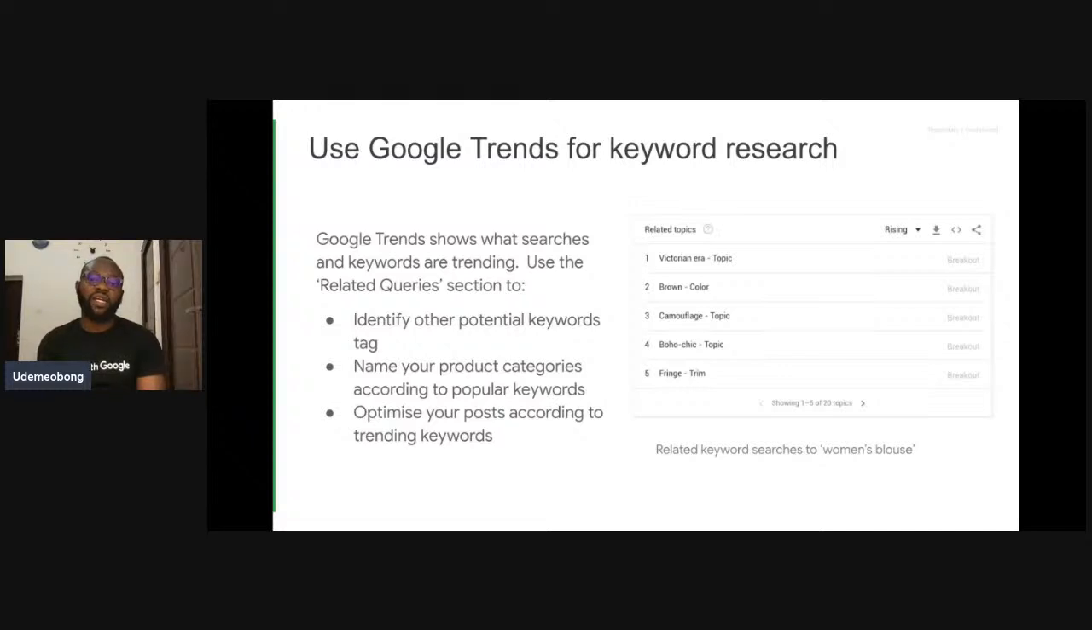And Anika looks for browsers. So here are the related searches to that. So you can find related searches to whatever you want at the bottom part of Google Trends, and that helps your keyword research.